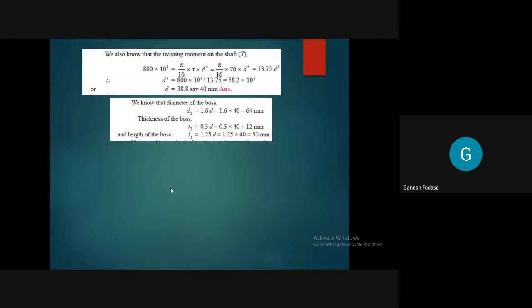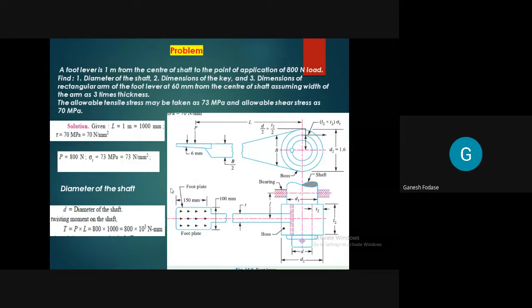So we need to find D2, T2, and L2. What are D2, T2, and L2? They are the dimensions of the boss. D2 is the diameter of the boss, T2 is the thickness of the boss, and L2 is the length of the boss.